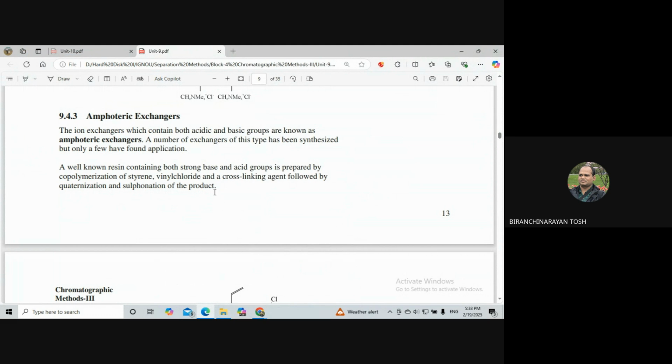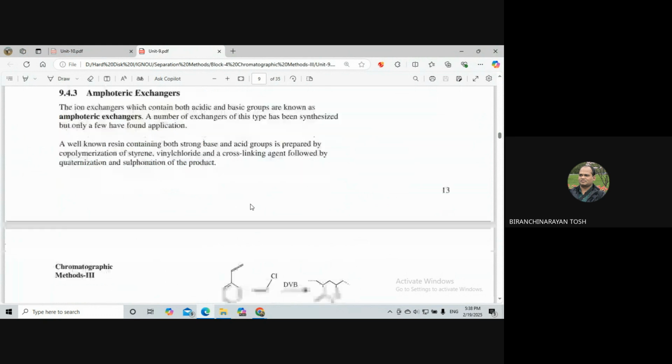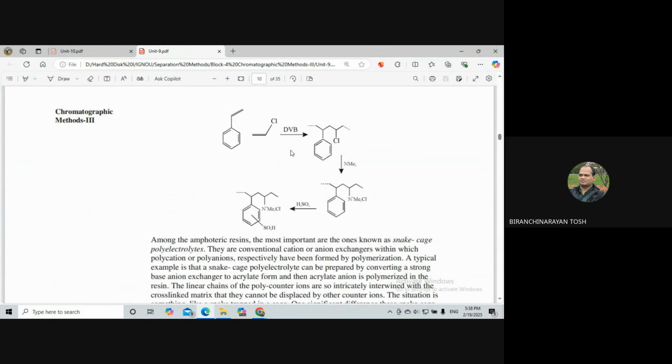So a well-known resin containing both strong base and acid groups is prepared by copolymerization of styrene, vinyl chloride, and a cross-linking agent, followed by quaternization with amine and sulfonation of the product. So vinyl chloride and divinyl benzene we have given here, DVB.